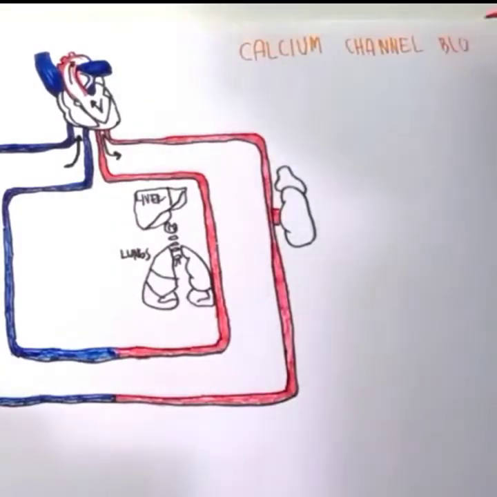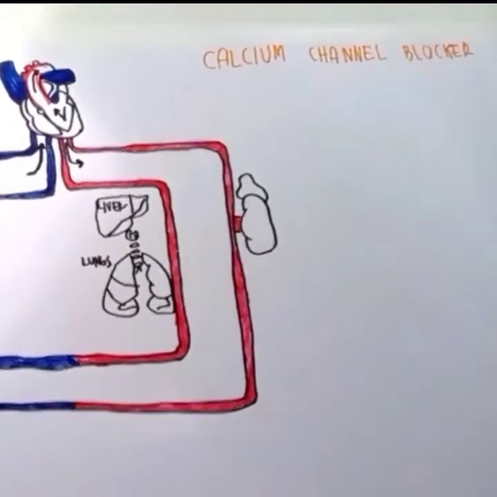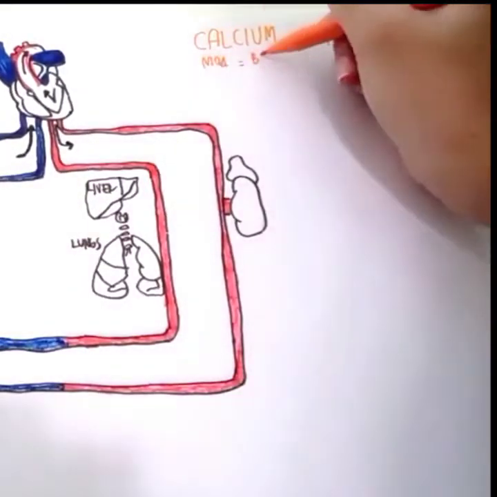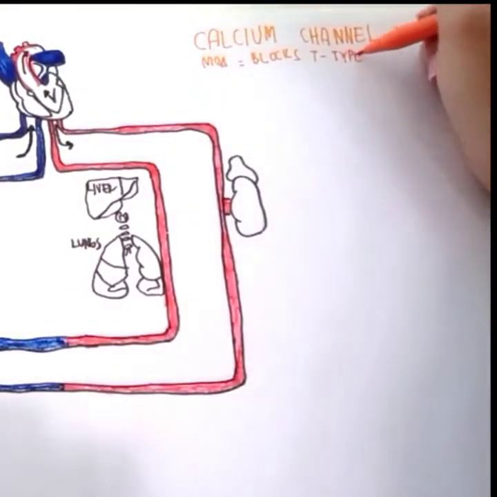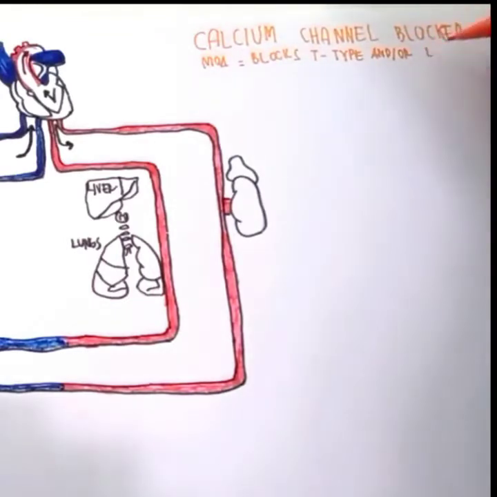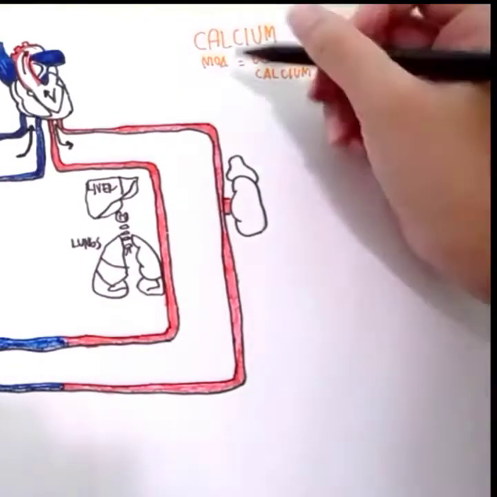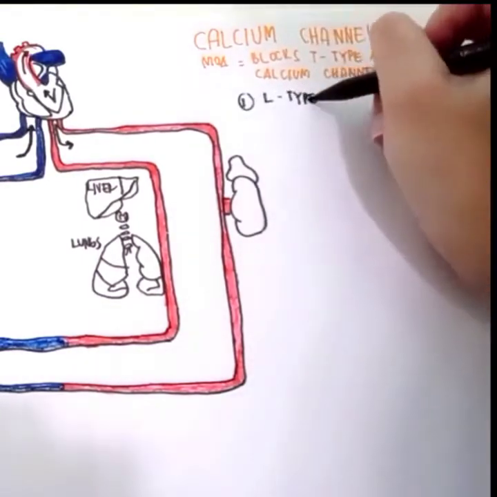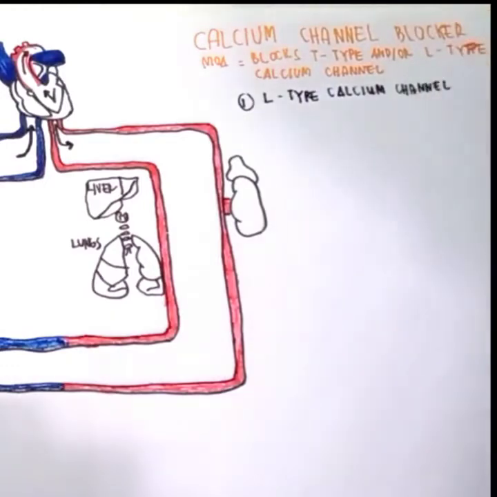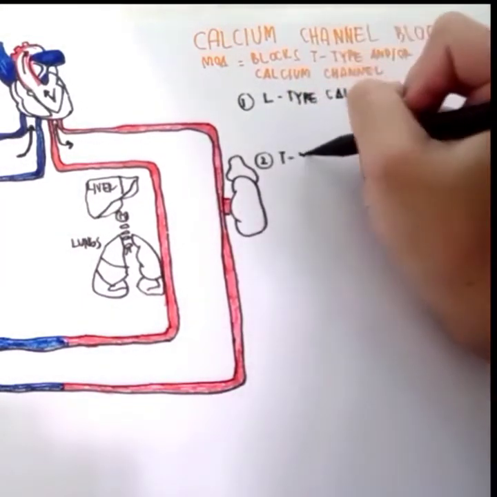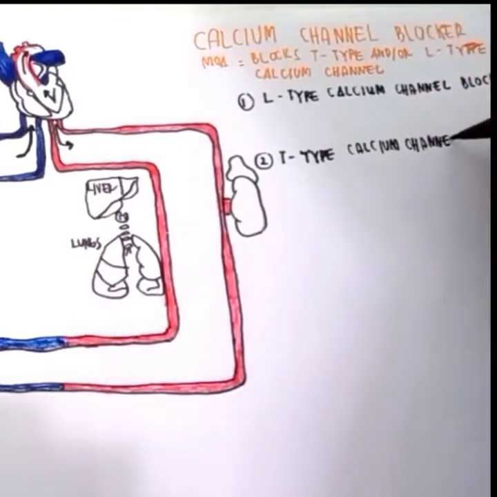Calcium channel blockers, as the name suggests, block calcium channels. More specifically, they block T-type calcium channels and/or L-type calcium channels. So there are L-type calcium channel blockers or T-type calcium channel blockers. It's important to know because these channels are found in different parts of our body.